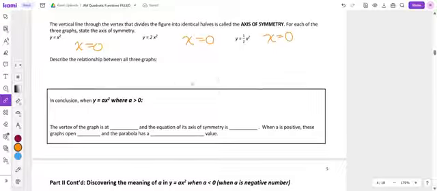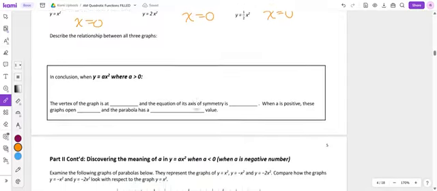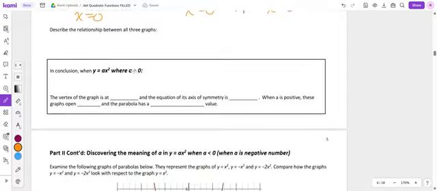I'm not going to describe the relationship because we kind of did that. But what we're going to do is add some info here. So this is just when A is positive. The vertex of all these graphs is at the origin. And folks, make sure you're adding the proper brackets. And the equation of the axis of symmetry is also always x equals 0.